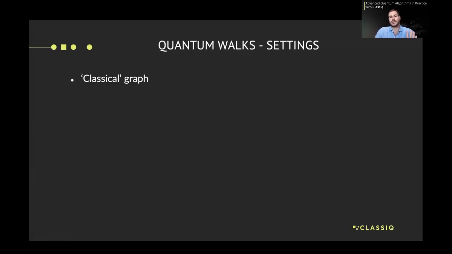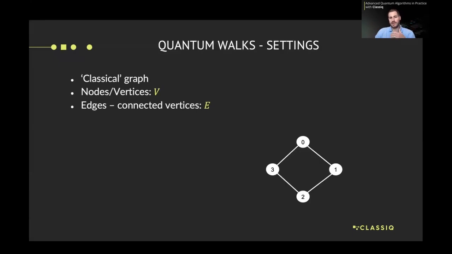So we have a classical graph. What do I mean by a classical graph? We have nodes or vertices. We'll mark them as V. So the set of all nodes or vertices is denoted by V. And we have the edges, so the connected vertices, the lines that connect the vertices.